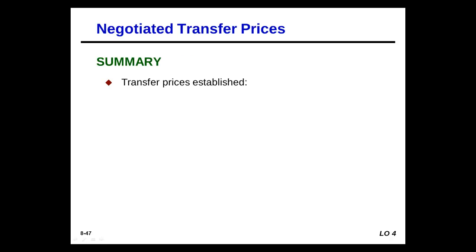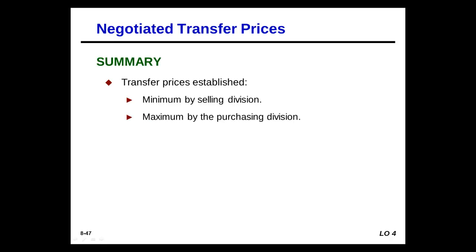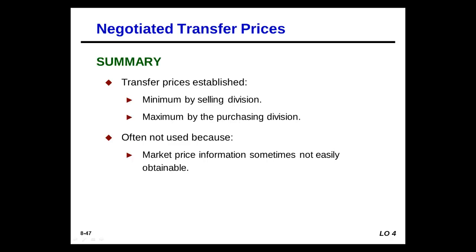Under negotiated transfer pricing, the selling division establishes a minimum transfer price, and the purchasing division establishes a maximum transfer price. This system provides a sound basis for establishing a transfer price because both divisions are better off if the proper decision-making rules are used. However, companies often do not use negotiated transfer pricing because market price information is sometimes not easily obtainable.